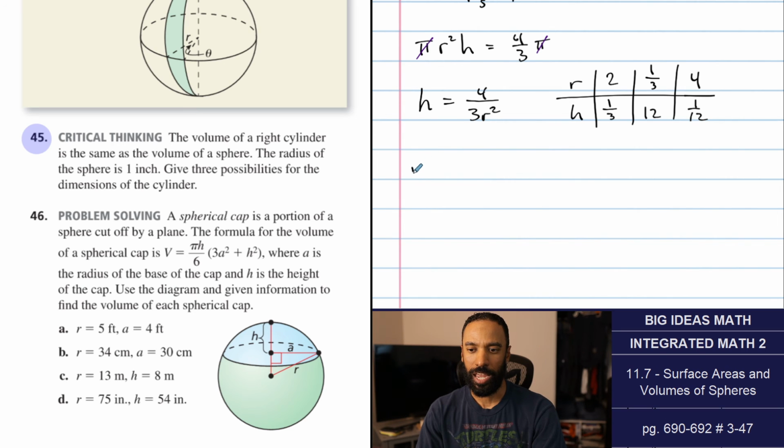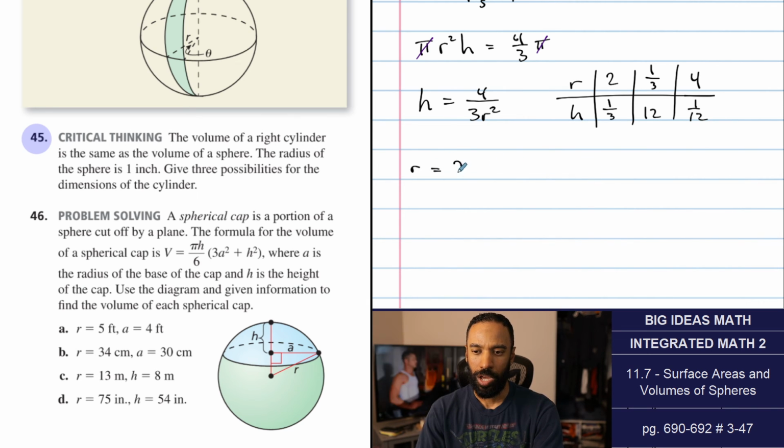So we can get a radius of 2 inches and a height of... I'm going to write these out. R equals 2 inches, h equals 1/3 of an inch. Or the radius is 1/3 of an inch and the height is 12 inches.